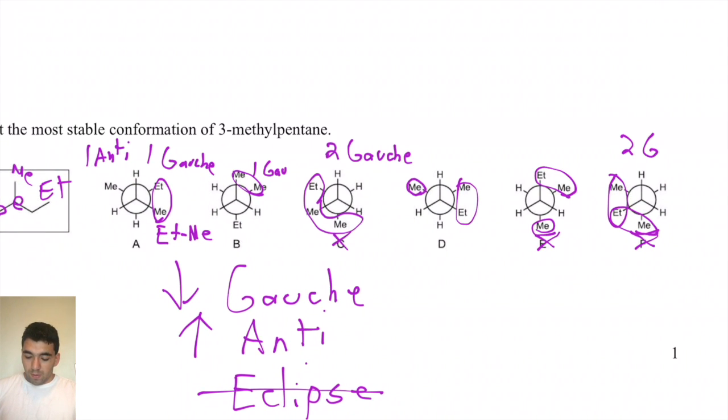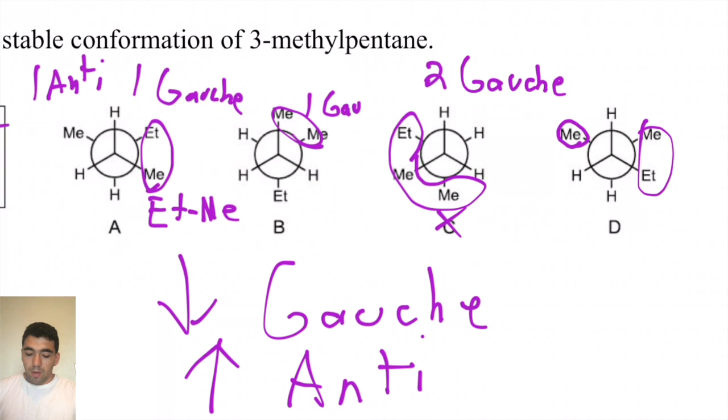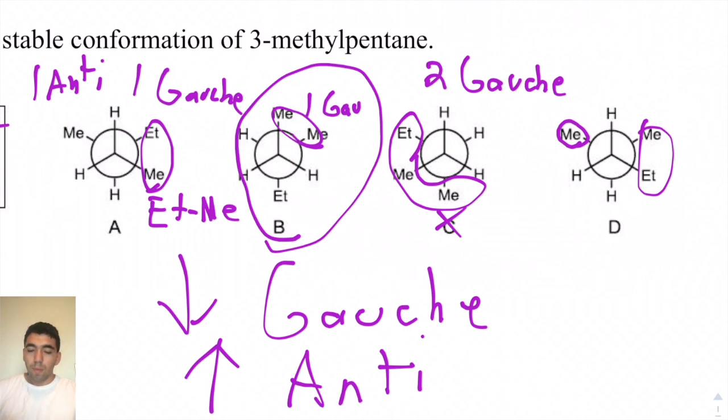And that's going to leave us with A, B, and D. These all have a gauche and an anti, but again we want the ethyl to be in that anti position, not only because it's the bulkiest, but because we would be left over with a methyl and a methyl bumping into each other. And a methyl and a methyl bumping into each other is a lot less energy than an ethyl and a methyl. The two least bulky groups should be bumping against each other for the best stability.